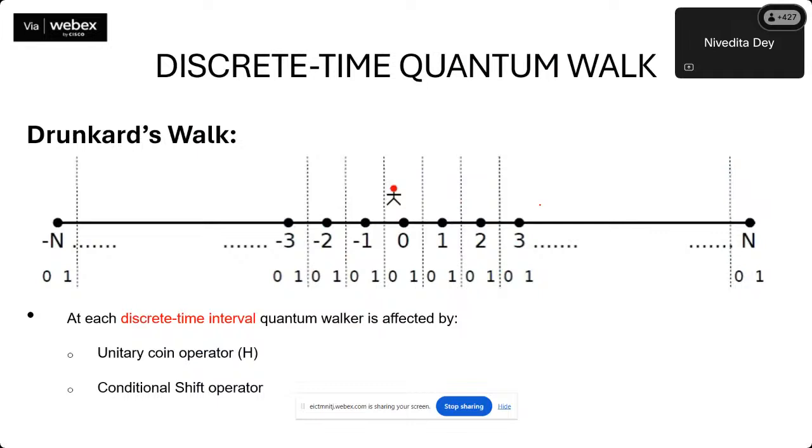Now in the discrete time quantum walk, we call it a drunkard's walk. So it uses superposition as well as some conditional operator in a very controlled way. A person after getting drunk, the way he walks, the quantum walk appears like that. So at each discrete time interval, the quantum walker is affected by a unitary coin operator, that is left or right. That is how a drunkard walks, right? He doesn't have any specific direction.